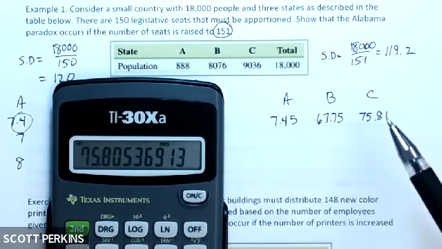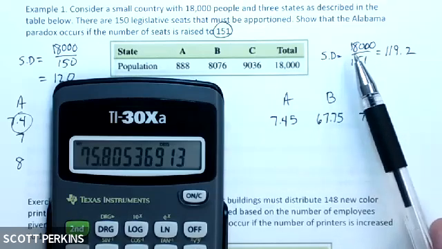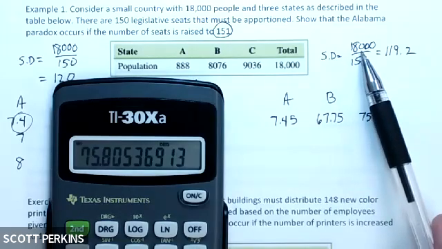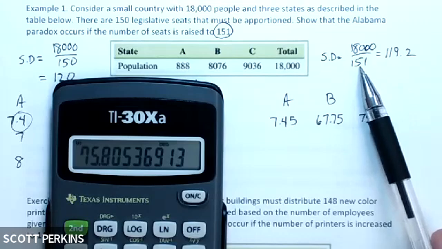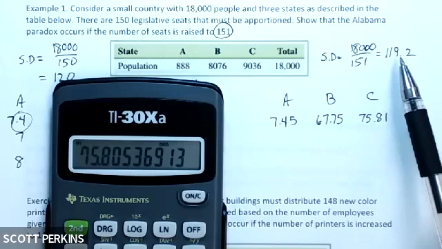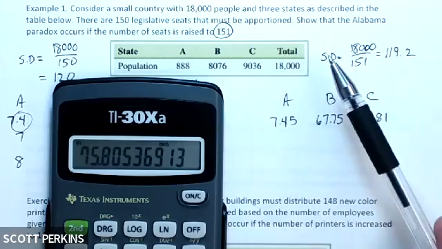All right, so I calculated the standard divisor. Standard divisor is calculated by taking your total population, 18,000, divided by the number of things that you are distributing, in this case, 151, and that was 119.2. So then I took the 119.2 and I divided it into each of the states.